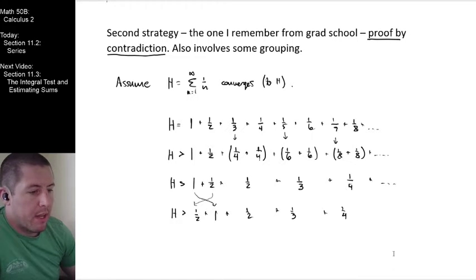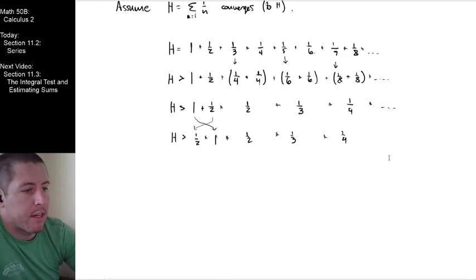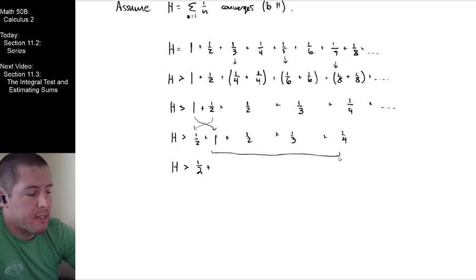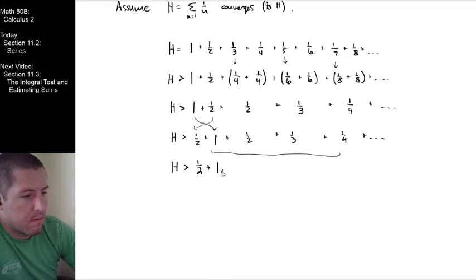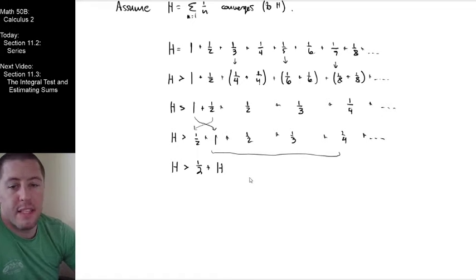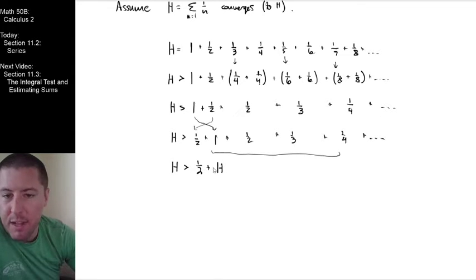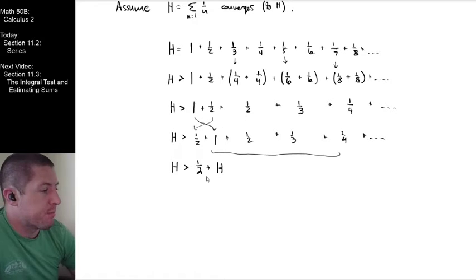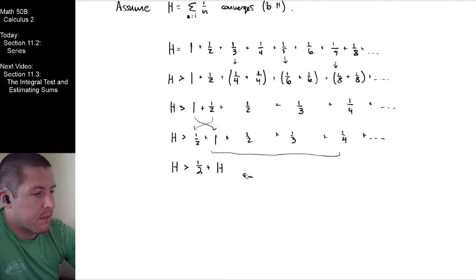Well, it looks like all I'm really adding up here is another harmonic series. So it looks to me like the harmonic series must be larger than 1/2 plus the harmonic series? Well, that's insane. We're saying that the number h is larger than 1/2 plus the number h. That doesn't make any sense at all. That is literally an impossible statement.